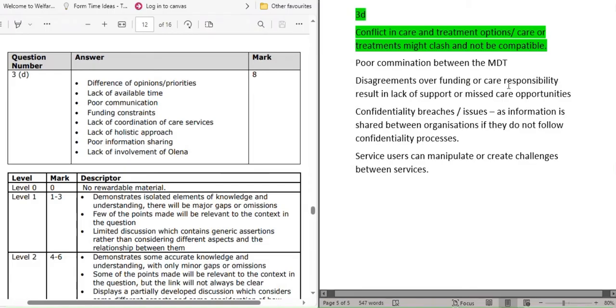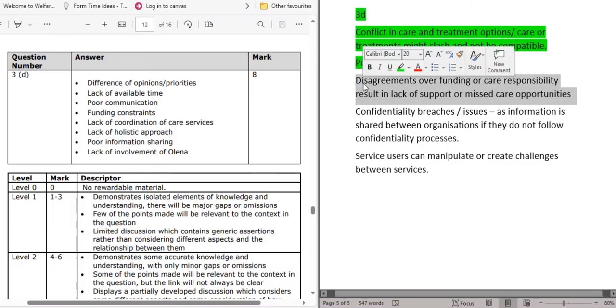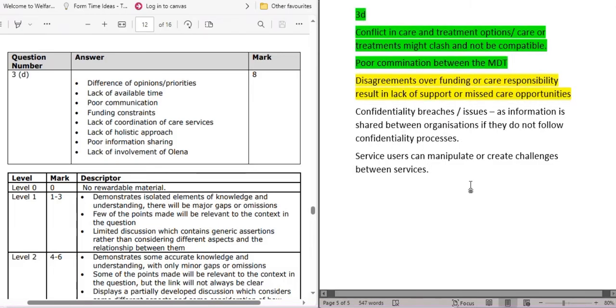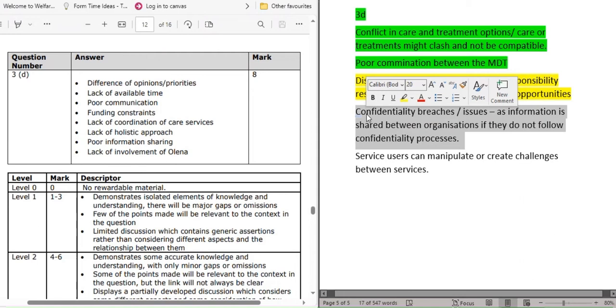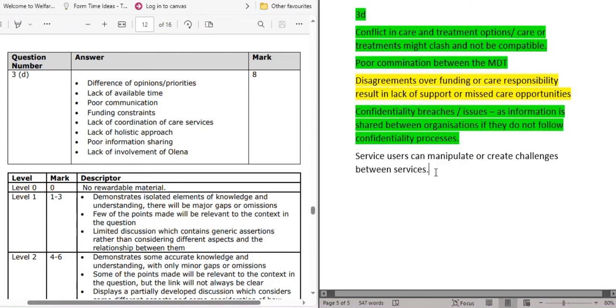Lack of available time, poor communication we had. So that's another tick for us there. Funding constraints. It's not constraint so much, but it's on that similar area. I'm going to put it as a yellow. It's not exactly the same, but it's disagreement over funding. Lack of coordination. We haven't got that one there. Lack of holistic approach, poor information sharing. I suppose I've got the confidentiality does fit with poor information sharing. We'll give that a tick.